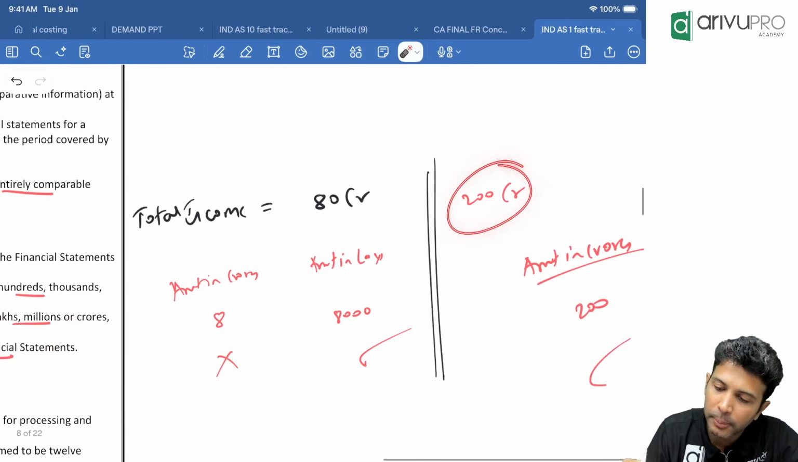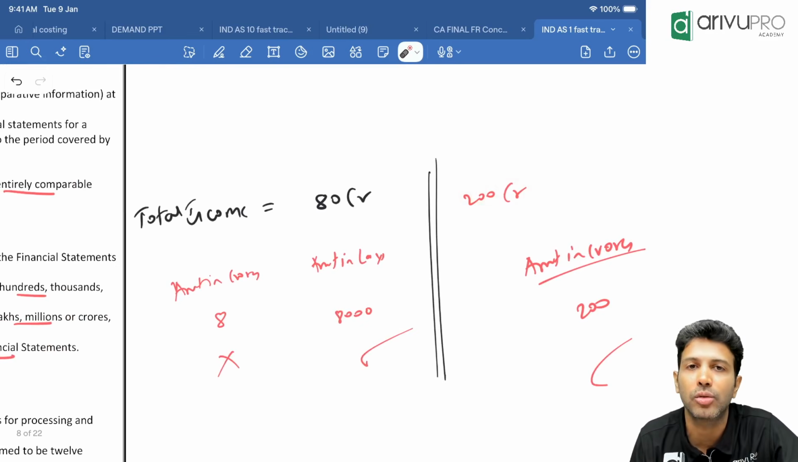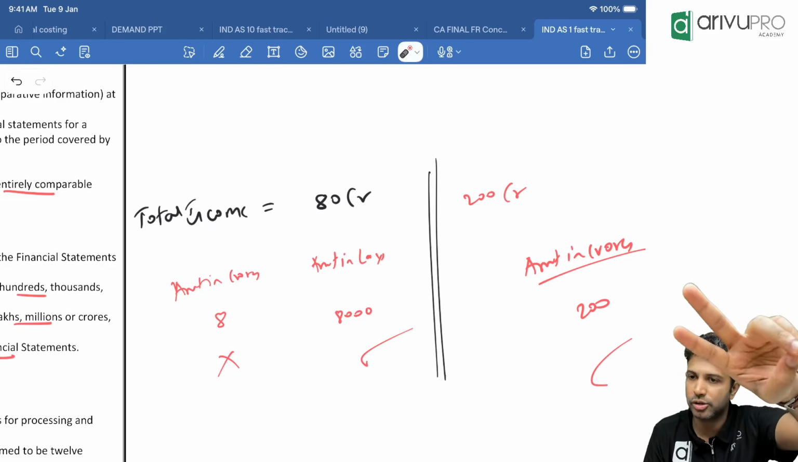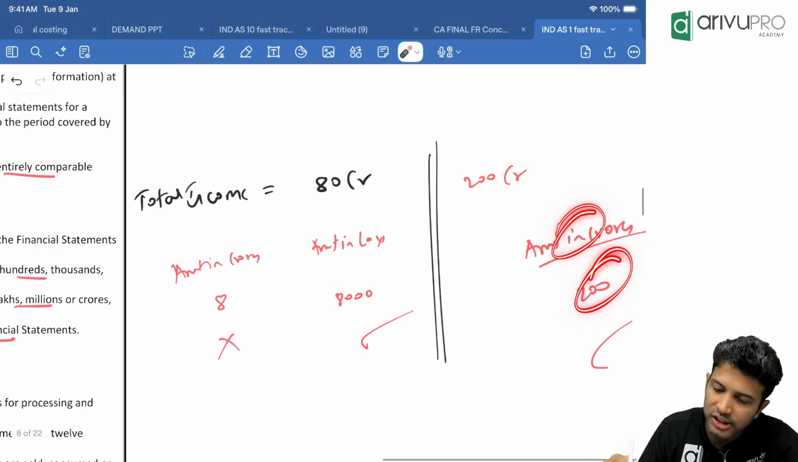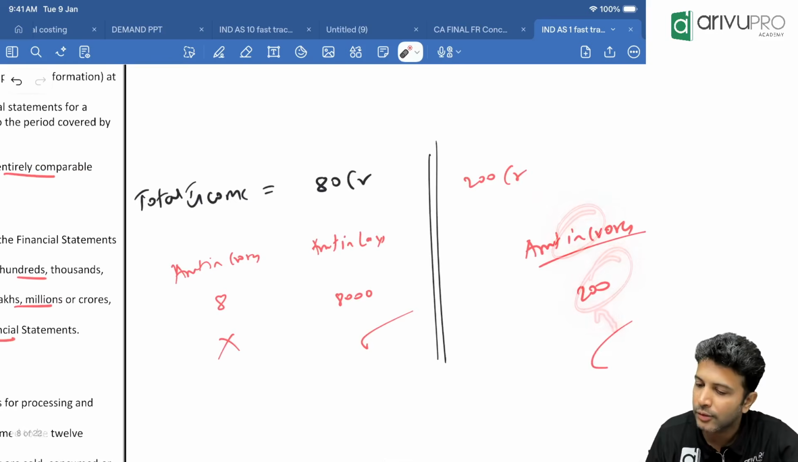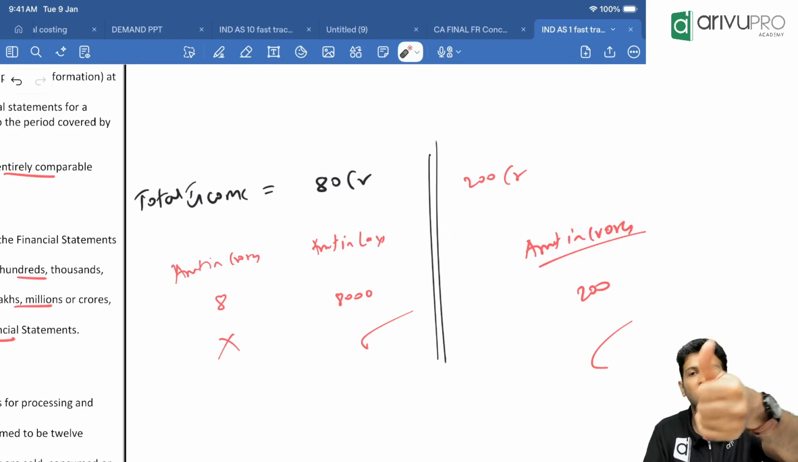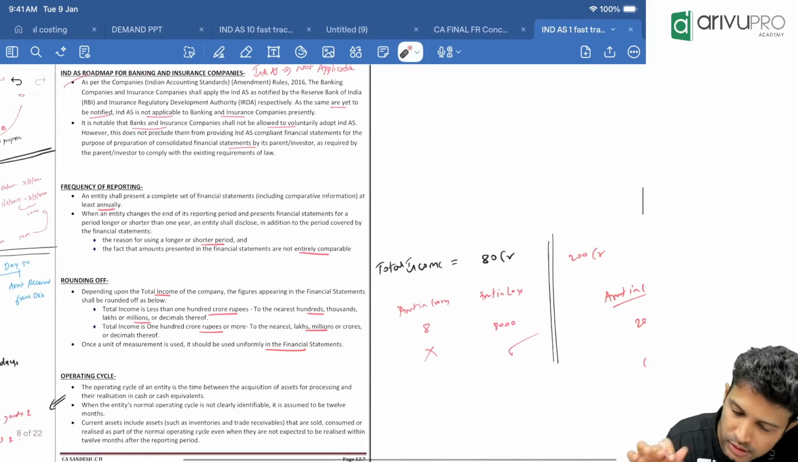But if your company's total income is 200 crores, then they can round off in lakhs, millions, crores of their choice. So here, can they do it in crores and just present 200 as the value in the financial statement? Yes, this is acceptable, because their total income is 100 crores or more. So rounding off in crores is acceptable for such companies. That's all about round off.